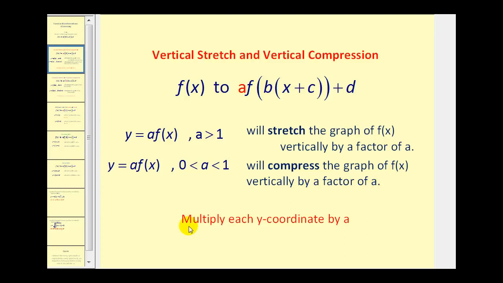One way to find coordinates of a transformed function in this form would be to find points on the parent function, keep the x coordinates the same, but multiply the y coordinates by a to find the y coordinates of the transformed function. Let's take a look at a graph of this.